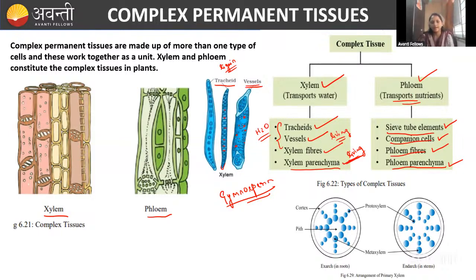Then coming to the phloem, the sieve tubes. The sieve tubes do not have a nucleus, so they are dead at maturity. They are controlled by the companion cell. The companion cell mainly maintains the turgor pressure and the pressure gradient.